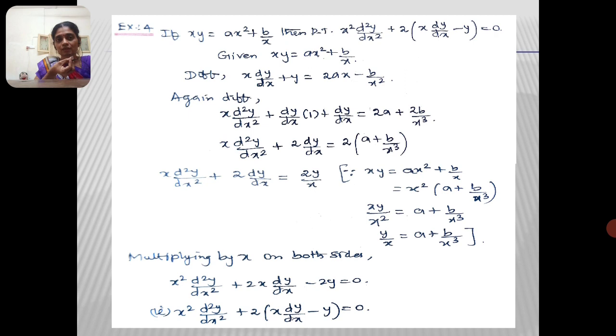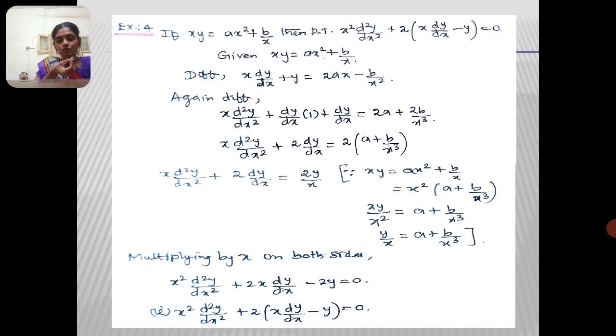So given xy equal to ax² plus b/x, we take x² outside. So we get x² into (a plus b/x³), which is equal to the left hand side, xy. Now dividing by x² on both sides, we get xy/x² equal to a plus b/x³. So we get y/x equal to a plus b/x³. Therefore, we can write the equation as x d²y/dx² plus 2 dy/dx equal to 2y/x.